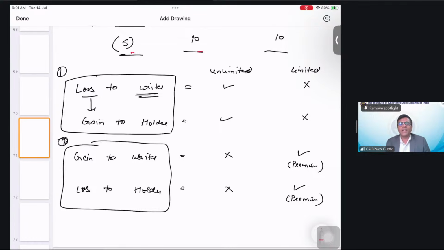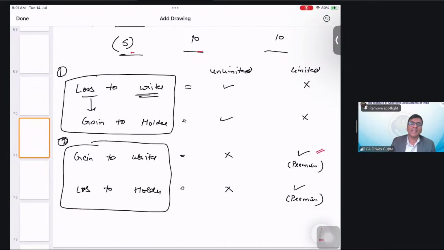So from this, in a nutshell, what we are talking about is the loss to the writer is unlimited, right? The gain to the holder is also unlimited, because the moment, let's say in this case, the strike price was 110, the actual price becomes 200. So the entire 90 rupees becomes loss to the writer and gain to the holder. Clear? The gain to the writer is actually limited to the extent of premium.